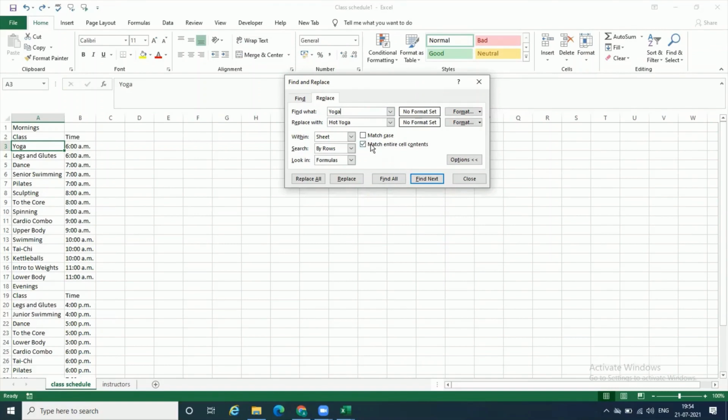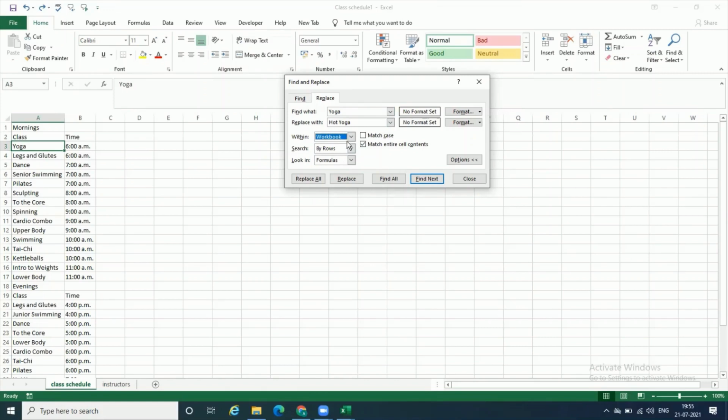Now I did this match entire cell contents. So he will find yoga and replace it with hot yoga. If there is hot yoga already written, he will not replace that because of this match entire cell contents. Second, I am telling him to find within a sheet. I have yoga written on 2 sheets. So I'm going to tell him, you find workbook for me. You will find the word yoga in the entire workbook and you will replace that for me.